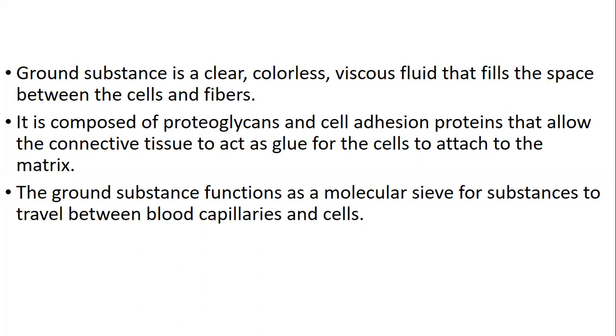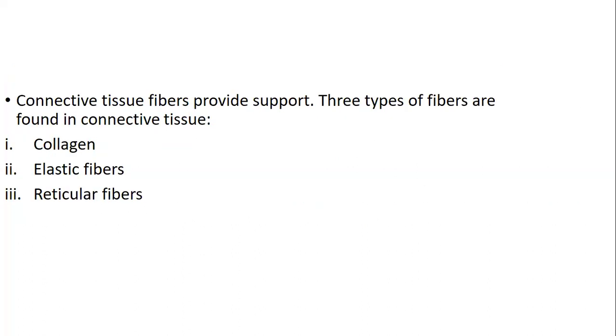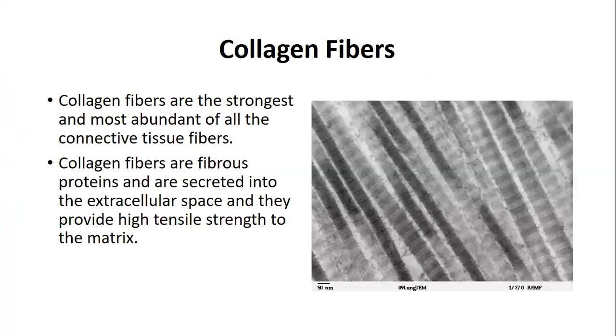The ground substances function as a molecular sieve for substances to travel between blood capillaries and the cells. Therefore, these connective tissue fibers provide support, and the three types of fibers found in connective tissues are: number one, collagen; number two, elastic fibers; and number three, reticular fibers. Let's talk about each one of them.